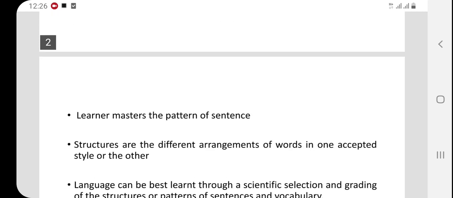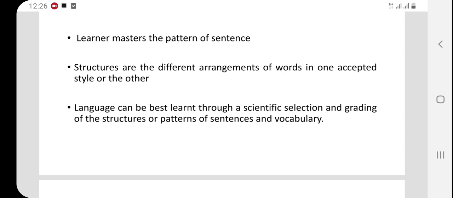So let's move forward. In this approach, the learners get the benefit of learning the patterns of the sentences, because there are many patterns and many structures of sentences. We cannot say that there is any limited or confined number of sentences. So it is always productive. Productive means the sentences are multiplied. From one sentence we can make many sentences.